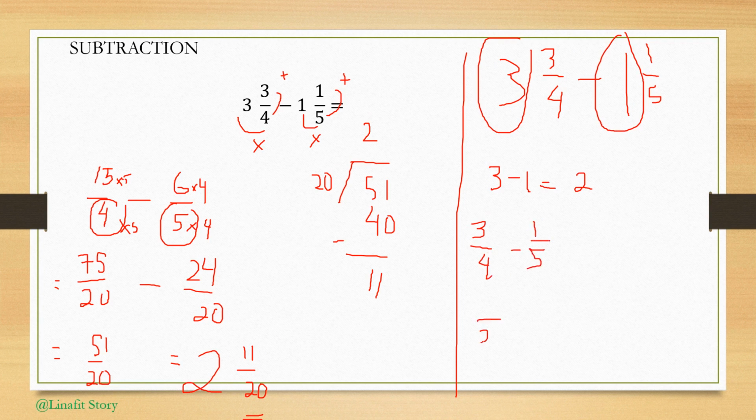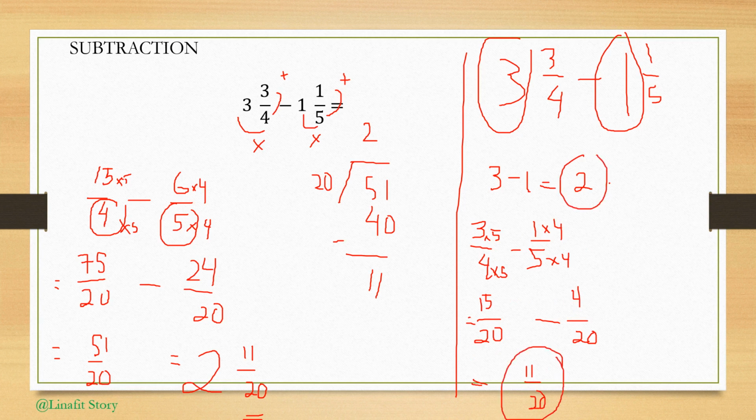So over here, you'll make it into out of 20. 4 times 5, so 3 times 5 equals 15. And then 5 times 4, do the same to the top, so 1 times 4 equals 4. So 15 out of 20 minus 4 out of 20 equals 11 out of 20. So the answer equals 2 plus 11 out of 20, which is 2, 11 out of 20.